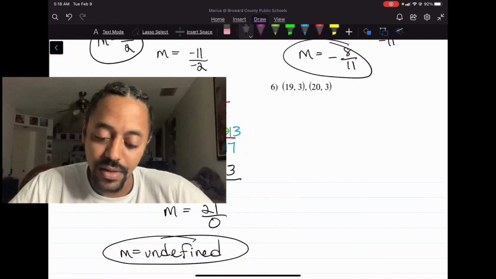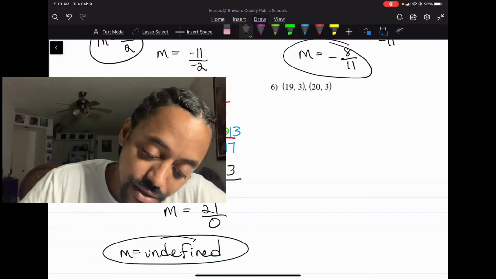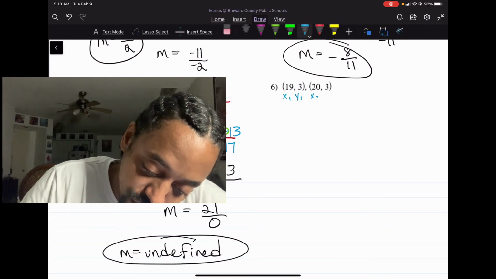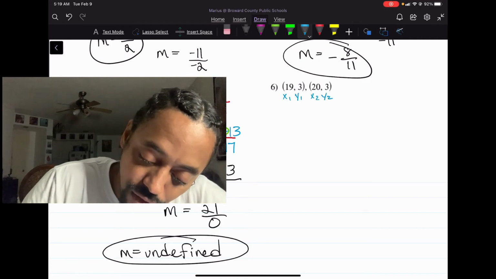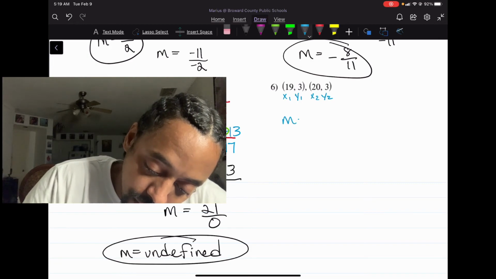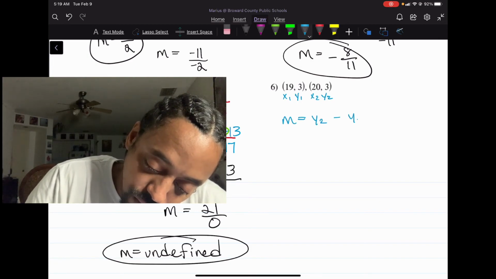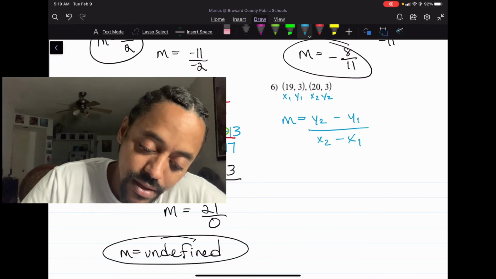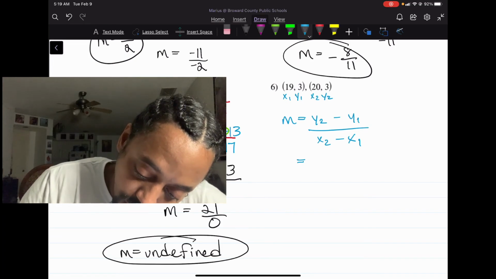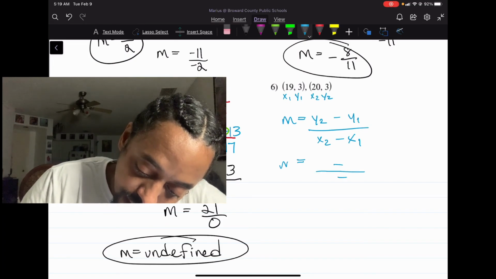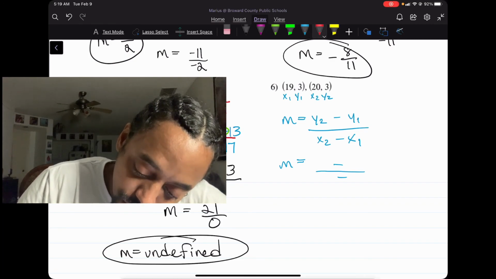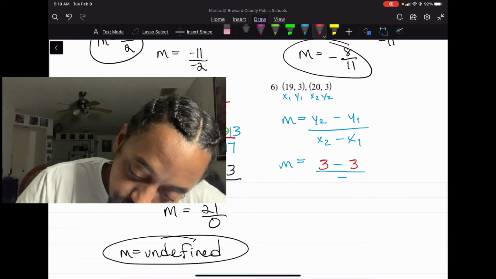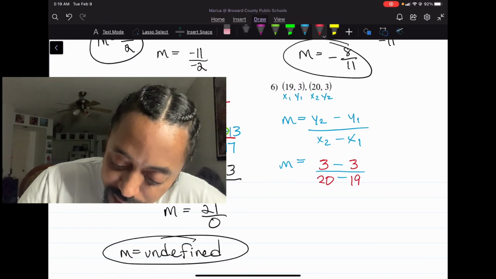That's the slope. Let's take a look at the last one, number 6. Once again, label your ordered pairs, x1, y1, x2, y2. Write your slope formula. M equals y2 minus y1 divided by x2 minus x1. Okay? Remember, we're going to fill our formula in. The minus sign has to stay there. y2 is 3. y1 is 3. x2 is 20. x1 is 19.